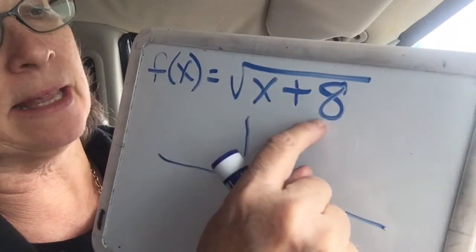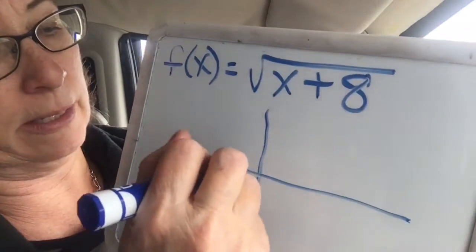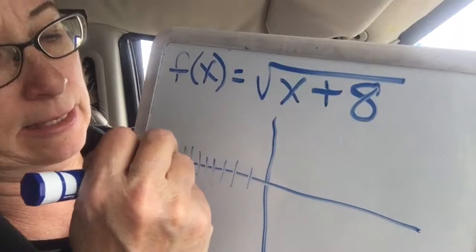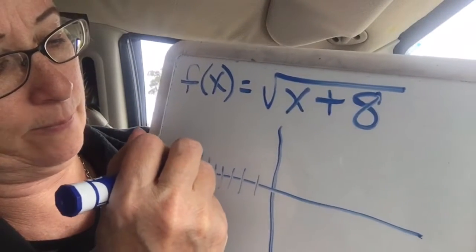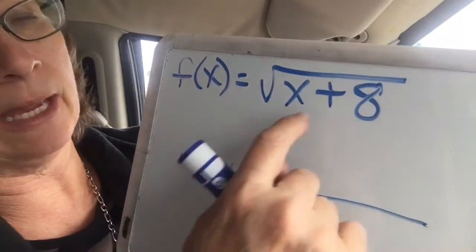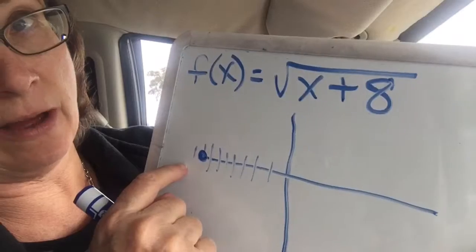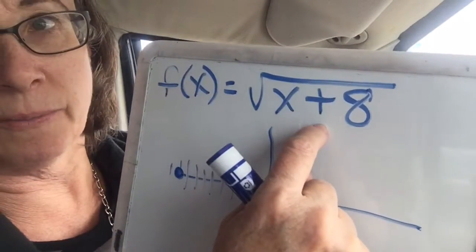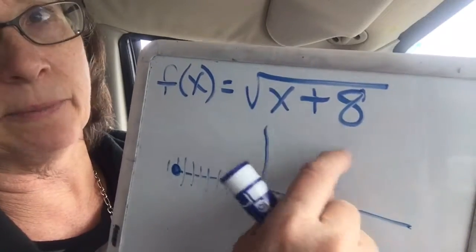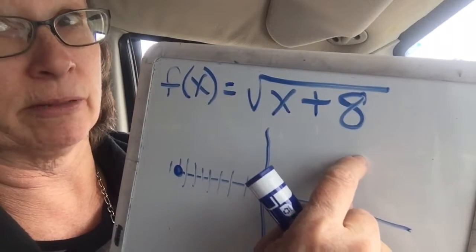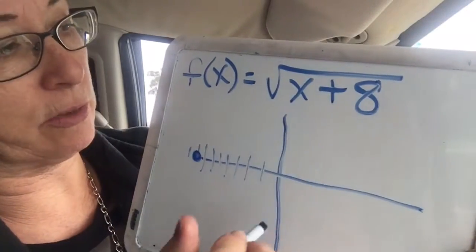So because a negative 8 is going to make this go to 0, we're going to come over here: 1, 2, 3, 4, 5, 6, 7, 8. So negative 8 will make that go to 0. Now, if I go to negative 9, then this becomes negative. And when the radicand becomes negative, then I have not a real number. So I'm going to end up going this direction to the right.